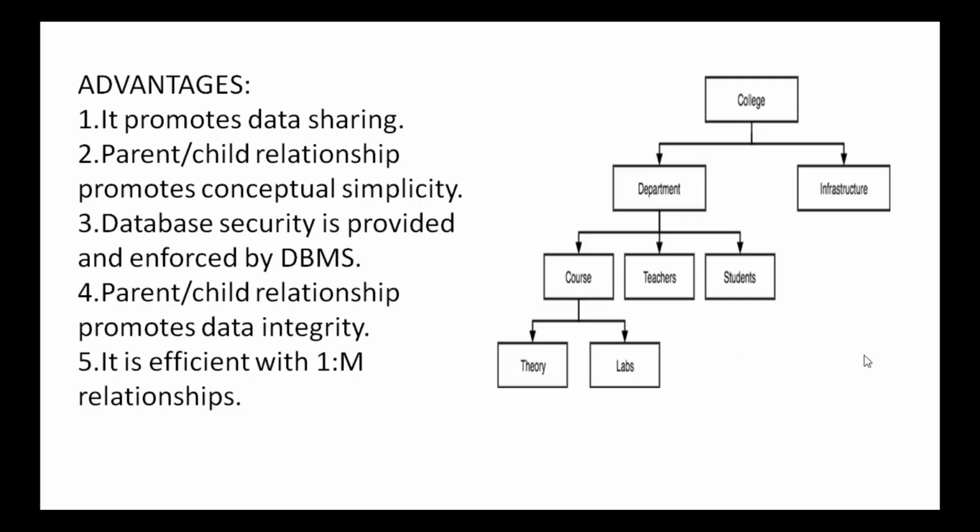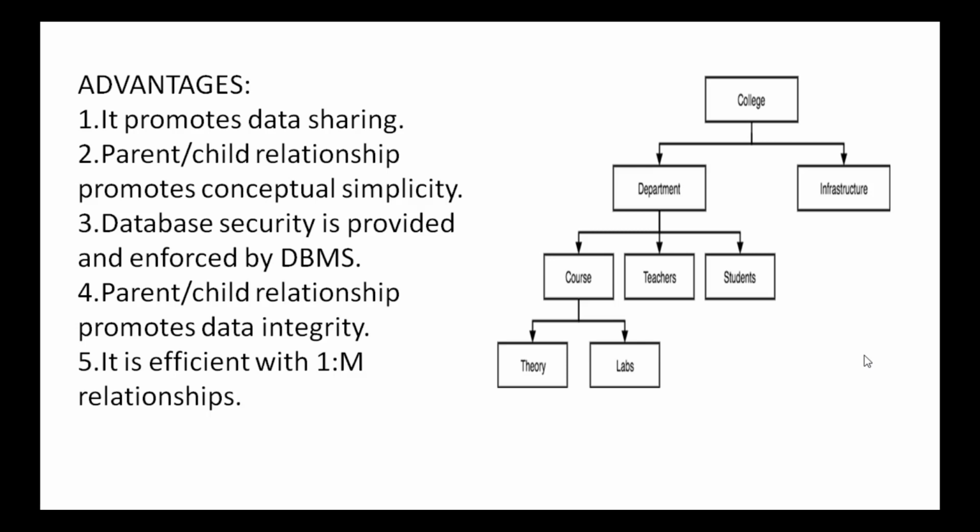Let's see this diagram also. There are some entities which are arranged in the tree structure. College contains several departments, and college has so much infrastructure. Department contains so many courses. Department has so many teachers, and department has so many students also. And the course has so many theory classes and so many labs also. Just observe, it supports only a one to many relationship between the owner record and the member records.